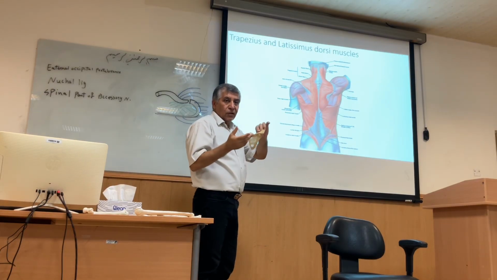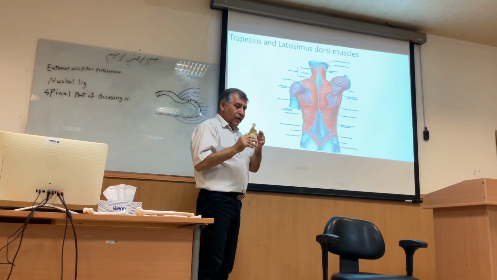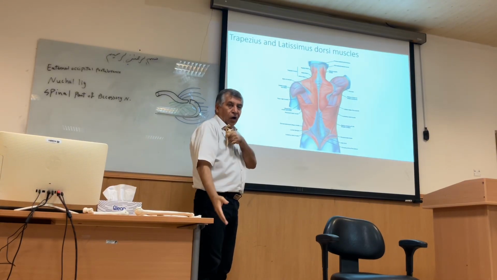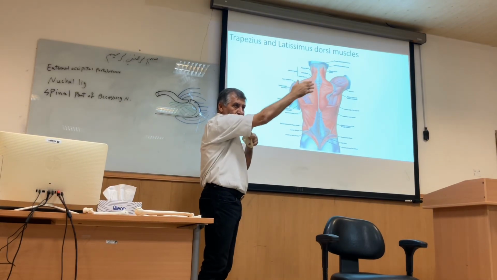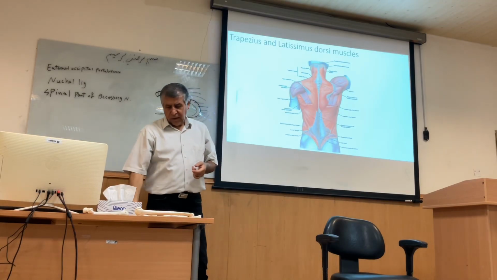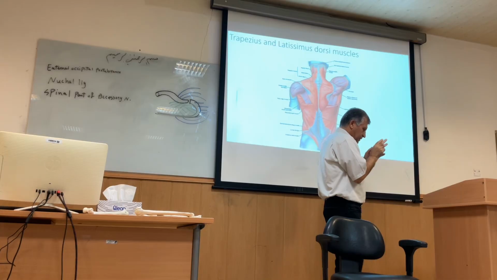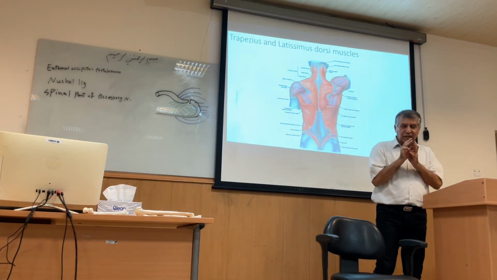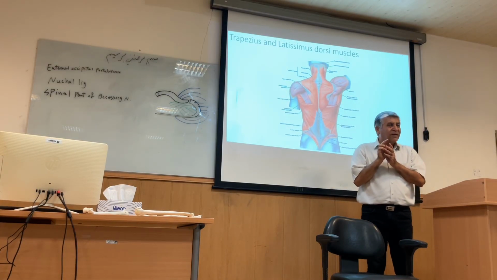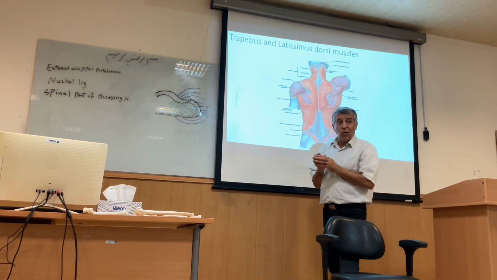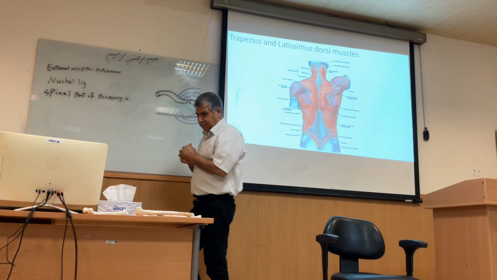The scapula rotates, the glenoid cavity moves upward, and the arm moves up. Okay. Function of the trapezius: upper fibers, extension of the head and neck. Middle fibers, retraction. Lower fibers, abduction above 90 degrees.